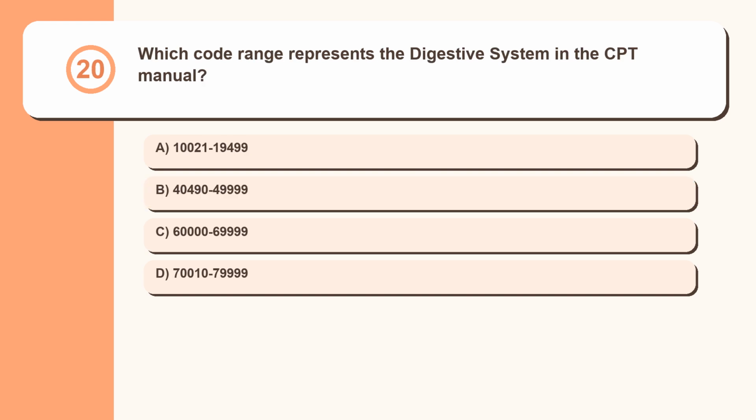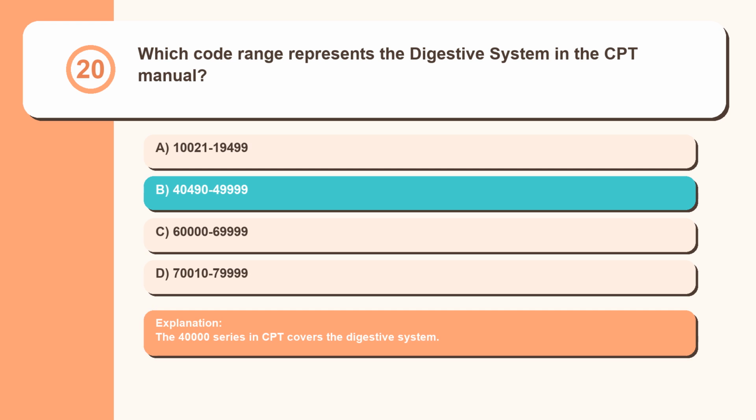Question 20. Which code range represents the digestive system in the CPT manual? 10,021 to 19,499. 40,490 to 49,999. 60,000 to 69,999. 70,010 to 79,999. The 40,000 series in CPT covers the digestive system.